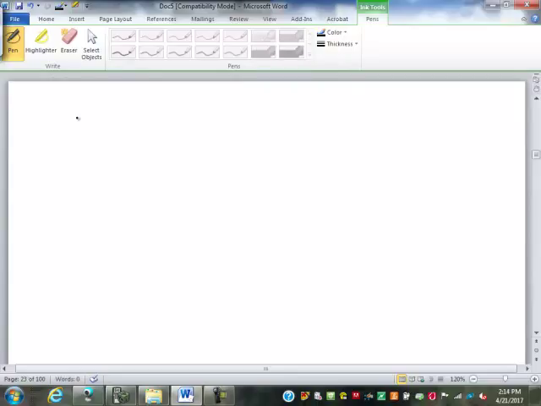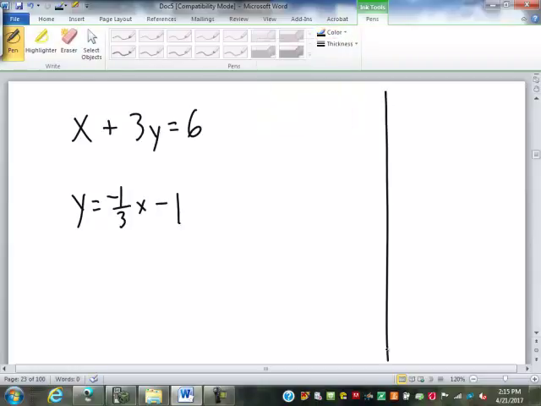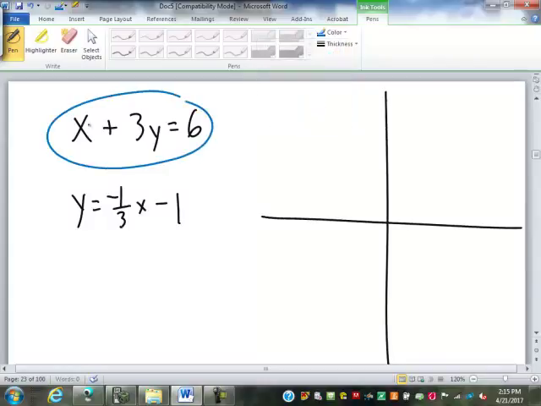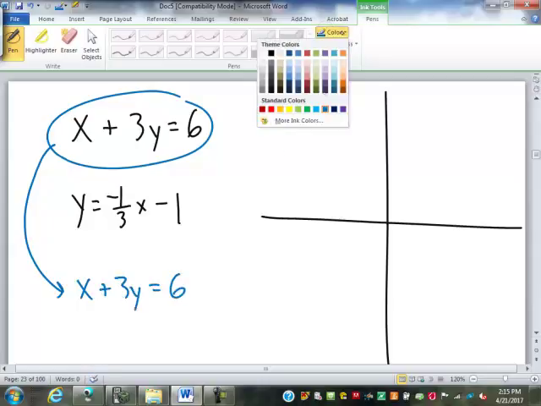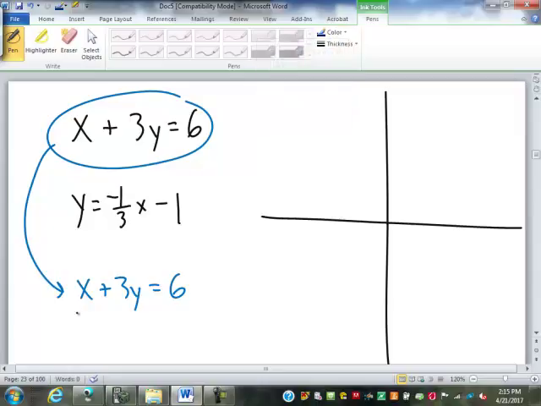We might have x plus 3y equals 6, and y equals negative 1/3 x minus 1. So if we go to graph this one, let's start with that top equation. We're going to have to do a little work on this one. What do we have to do here? Subtract x from both sides.